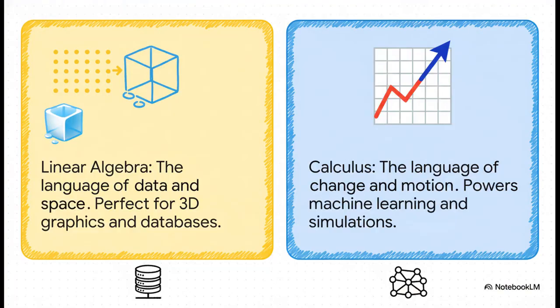You can really think of this course in two halves. On one side, you've got linear algebra. This is the language of data, space, and how things are organized. It's the magic behind 3D graphics and huge databases. Then on the other side, you've got calculus. This is the language of change, of motion, and of making things better. It's the secret sauce behind things like machine learning and realistic video game physics.